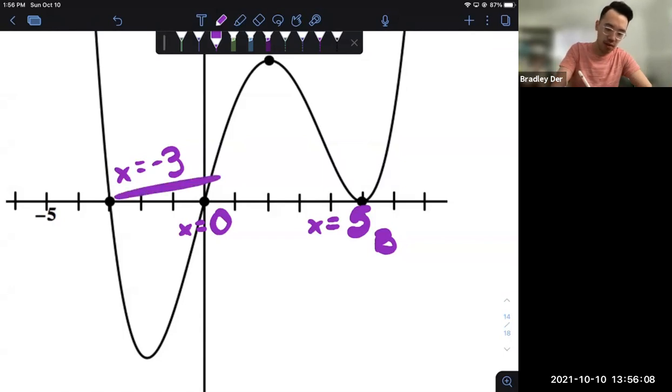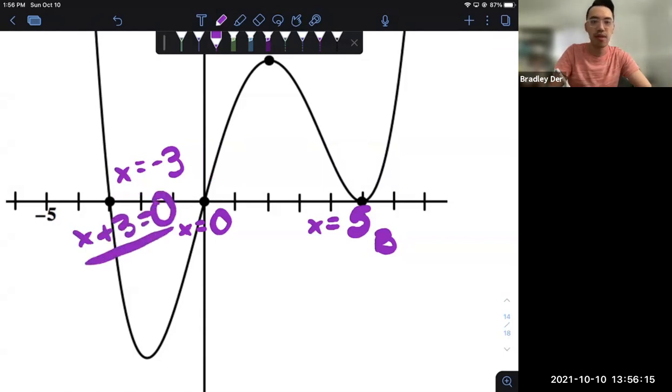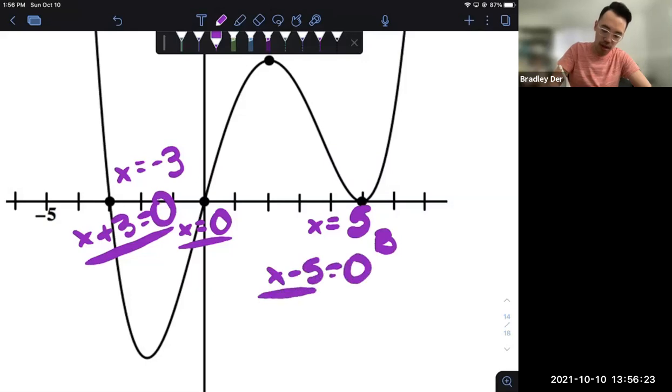In case that was a little touch and go for you, if you have x equals -3, then we can just add 3 and say that our factor is x plus 3 equal to 0, right? That's how we're using the zero product property. This is already set up for us. And then in this case, x minus 5 is equal to 0, right? This giving us a factor that we could use for the zero product property.